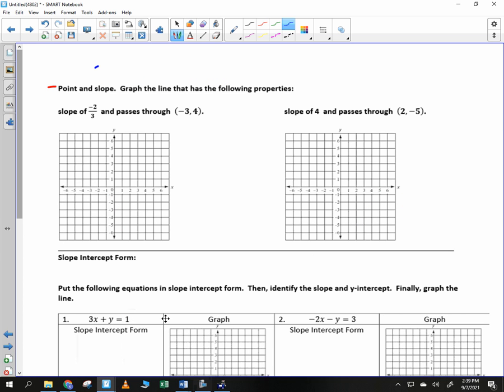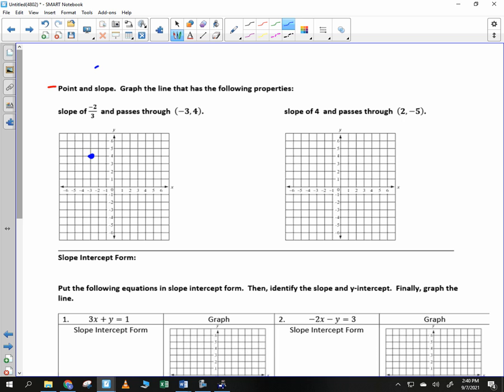Another way you can graph is if you're given a point and a slope. So it says graph the line that has the following properties: slope of negative 2/3, it passes through negative 3, positive 4. So negative 3, positive 4. I need at least 2 points to generate a graph. How am I going to use my slope to find my next point? Rise over run. So that means we rise negative 2, or drop 2, and then run 3.